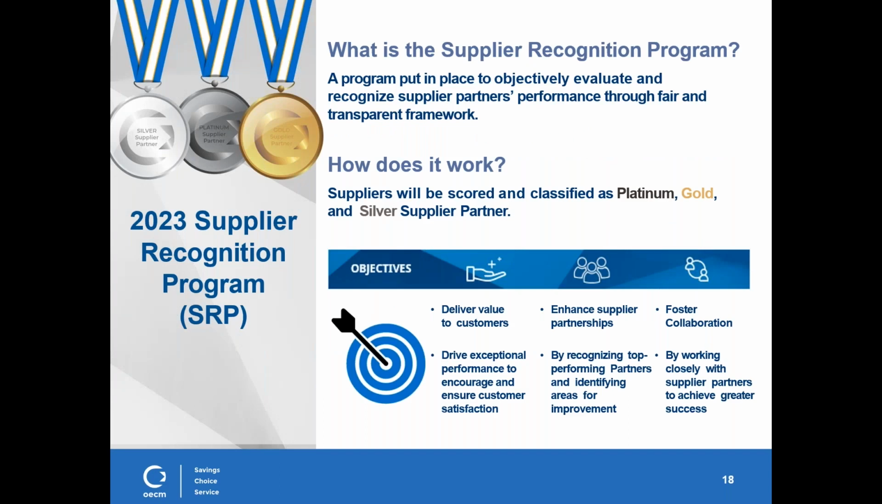Okay, so in order to enhance and communicate the importance of their performance, savings, and exceptional service to our customers, OECM introduced the Supplier Recognition Program, which is also called SRP. We had our first pilot program in 2019, and the program was officially launched in 2021. So to do this all in an open, fair, transparent framework for all, suppliers are provided with the scoring methodology in the form of a guidebook and classified as either platinum, gold, or silver supplier partners based on the results over a 1 year period.